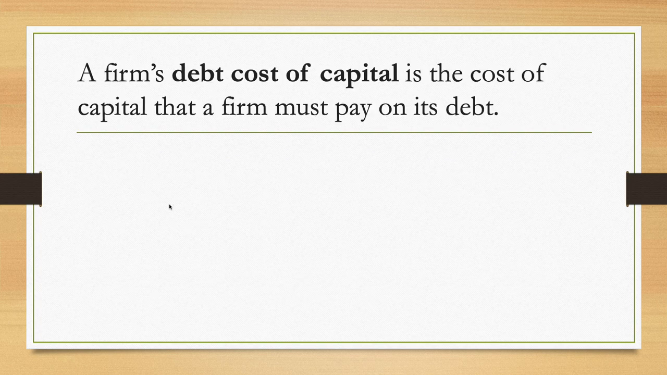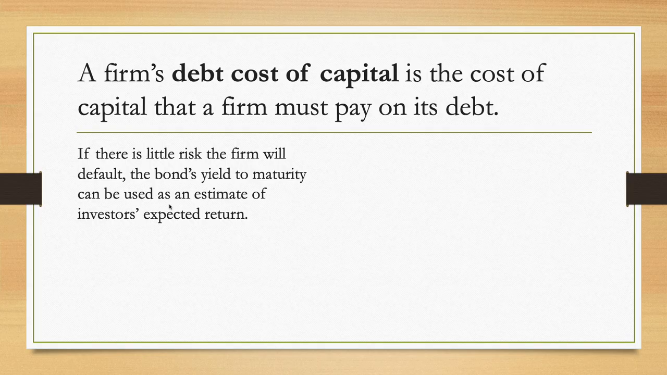A firm's debt cost of capital is the cost of capital that a firm must pay on its debts. We have two approaches that can be used to estimate a firm's debt cost of capital. The first approach is to use the yield to maturity of bonds issued by the firm. So if there is little risk that the firm will default, the bond's yield to maturity can be used directly as an estimate of investors' expected return.